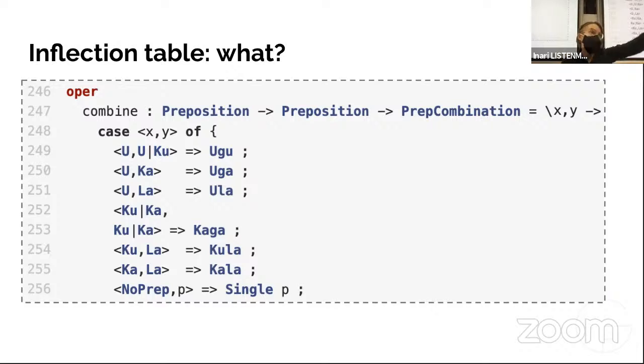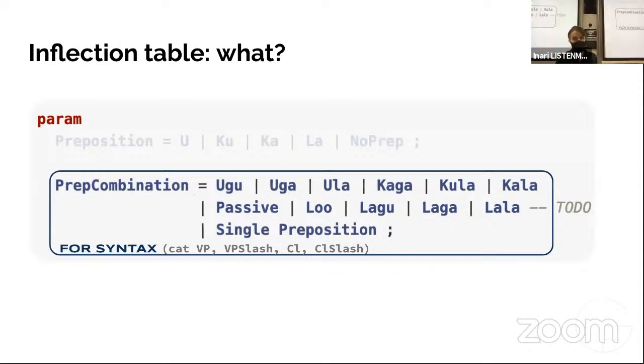I do check the other direction as well. It's just simplified. So this parameter for the combination is for the syntactic categories like VP, VP slash, CL, CL slash. And there is the construction single, which allows a single preposition also to be a combination. And even in the single ones, there is a parameter called no prep. So I allow 0, 1, or 2. It all works.